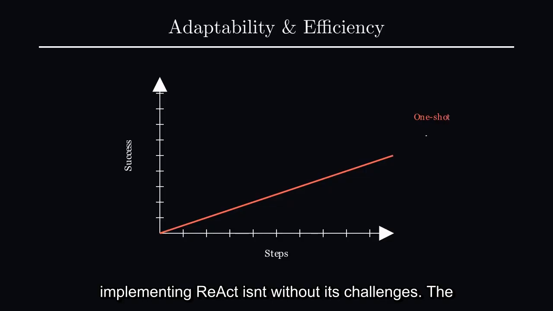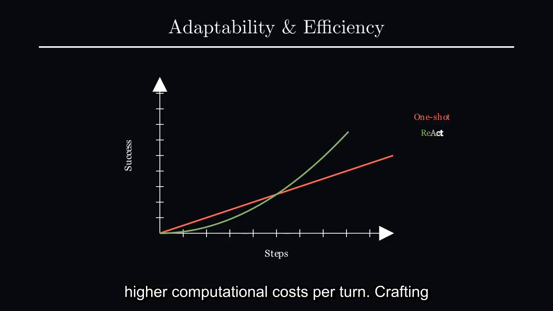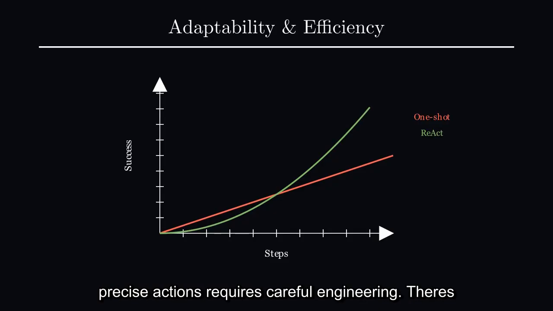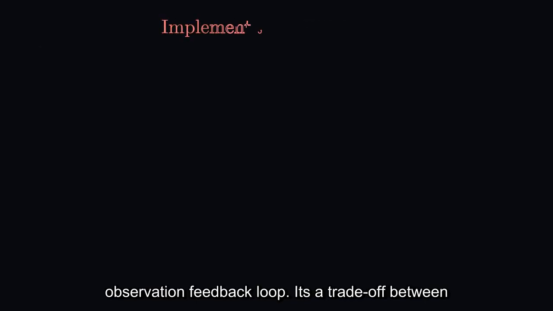However, implementing ReAct isn't without its challenges. The increased verbosity of the reasoning trace means higher computational costs per turn. Crafting effective prompts to elicit clear reasoning and precise actions requires careful engineering. There's also the overhead of managing the tools and the observation feedback loop. It's a trade-off between complexity and capability.